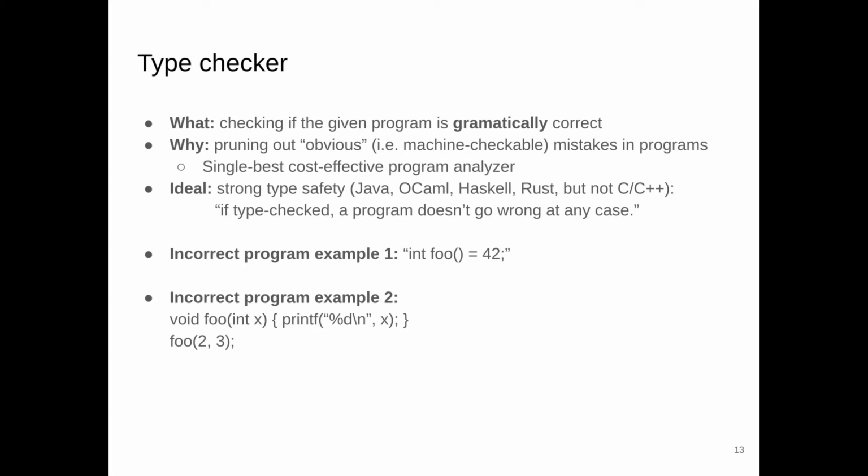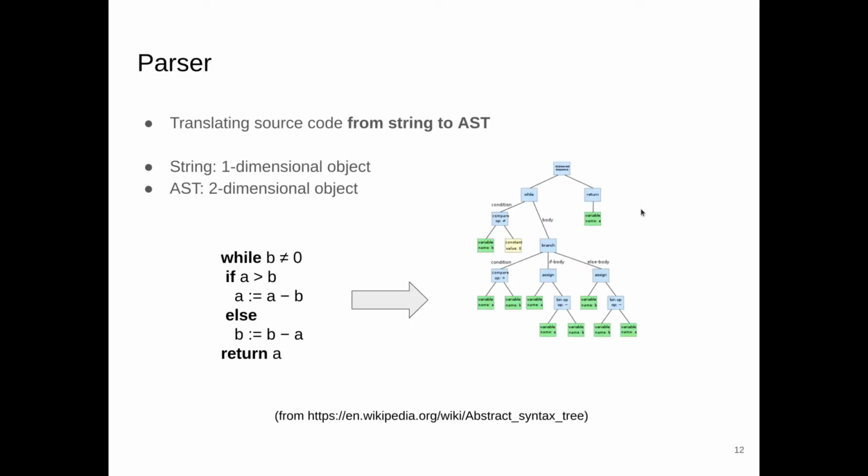So the job of a type checker for programs is much easier than the job of grammar checking natural languages, because as we saw in the previous slide, programs are written as trees, which are basically well-defined mathematical objects. So we can also type check in a mathematically clear way.